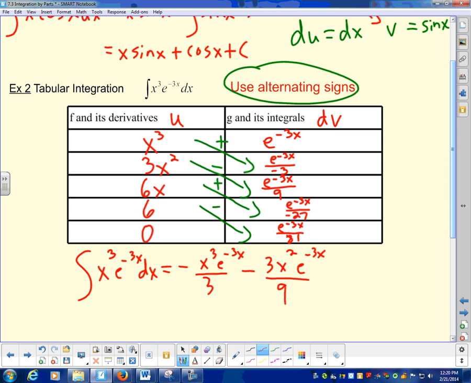And then finally here, 6x times this. So we have a negative and a negative. So let's see. No, negative and a positive, huh? So 6x times this. We have a positive here, but the product is negative, so it'll be minus 6x e to the negative 3x over 27. And then minus 6 e to the negative 3x over 81. After all that's done, don't forget your plus c, or minus 1/2 for you.